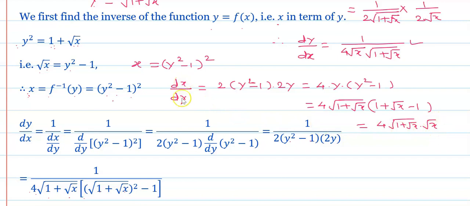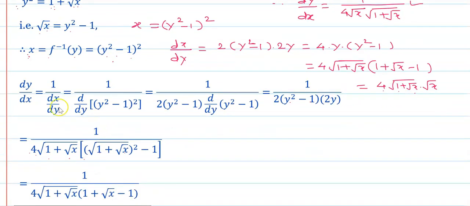म्हणजे काय आपण dx upon dy इथे फाइंड आउट केला, and what's its value? 4 square root of 1 plus root x into root x. म्हणजेच आपल्याला ती व्हॅल्यू लगेच इथे ह्या दोन्ही व्हॅल्यूज कशा मिळाल्या आपल्याला इथे, तर त्या सेम मिळतात.